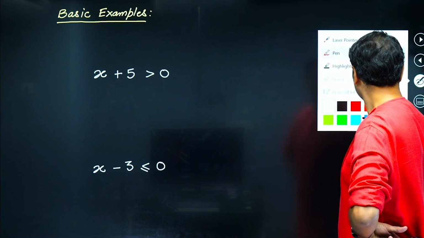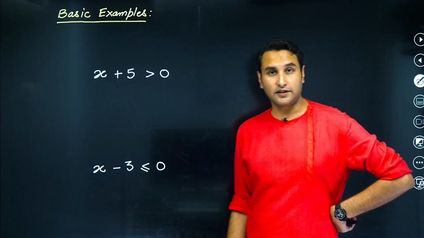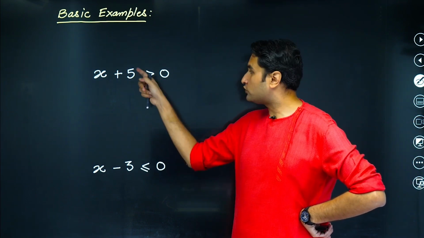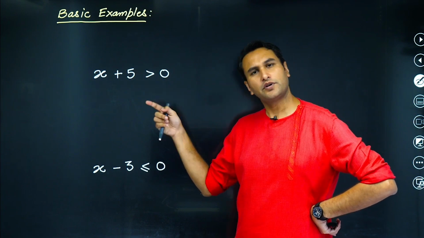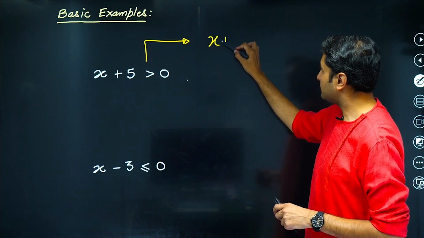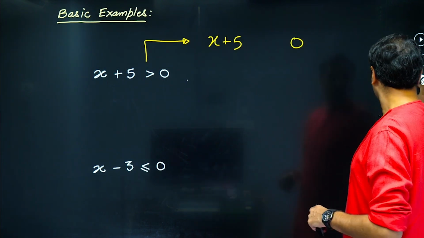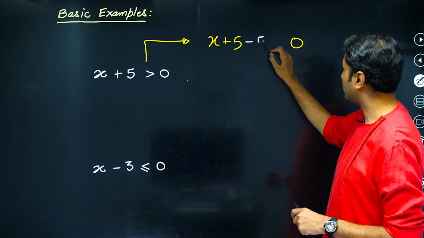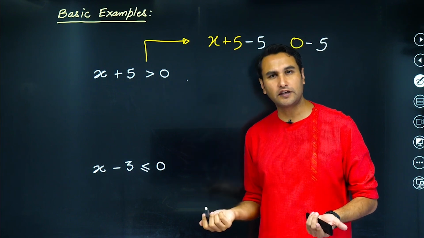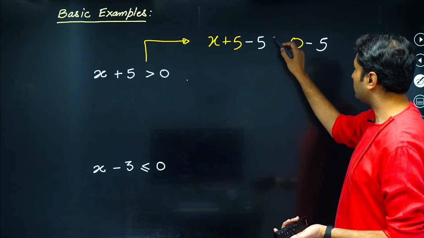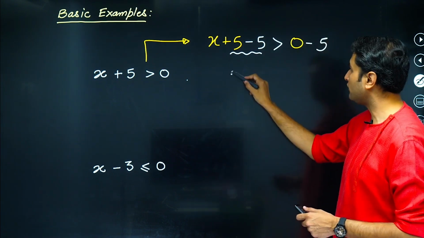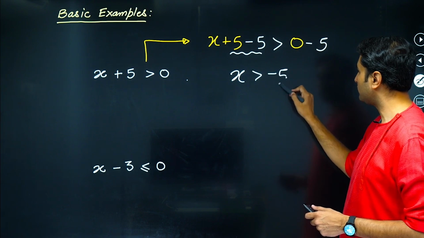x plus 5 greater than 0. How do we approach it? In equations, you used to take 5 to the other side. You can still do that, but let me tell you the proper steps of understanding it. Let us say x plus 5 and this is 0. What if I subtract 5 on both the sides? Will the inequality change? No, it should not change. It will still remain this, right? So this gets cancelled out. What do you have? x greater than minus 5.